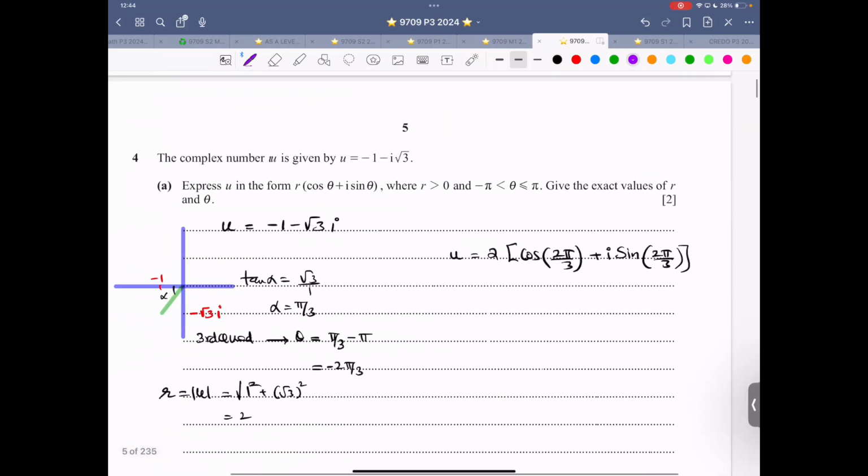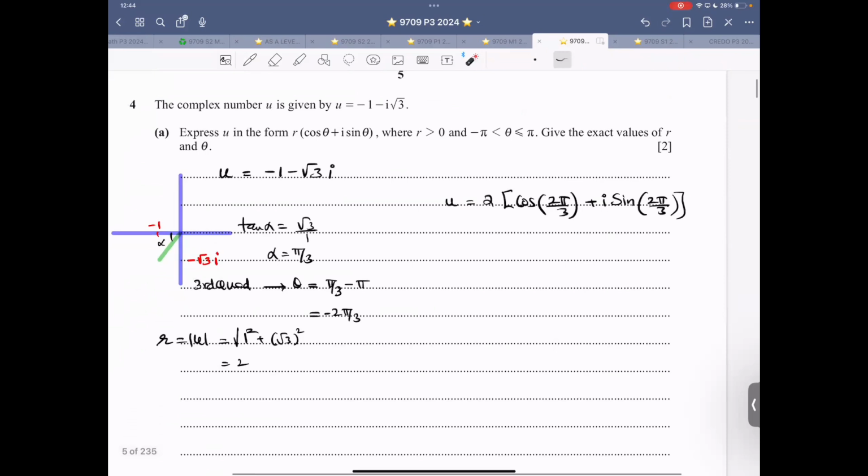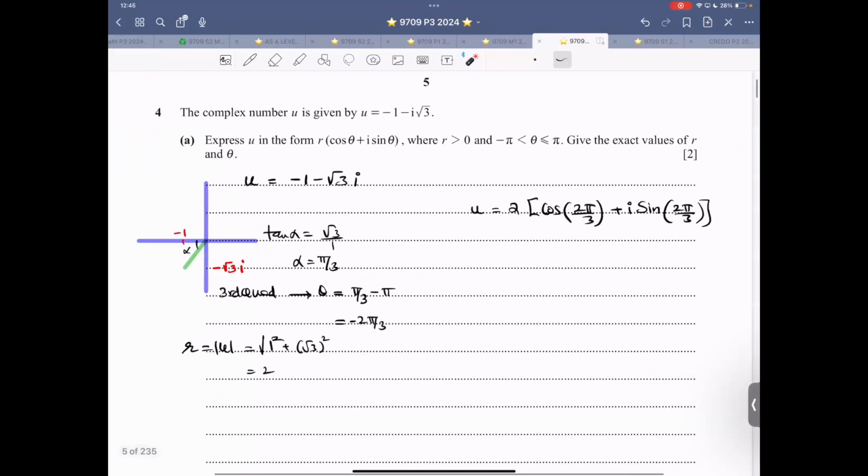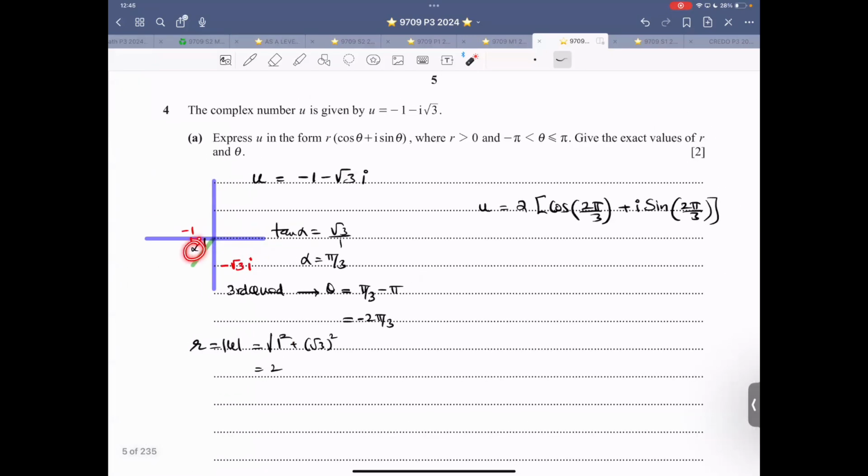Also, let's look at question number 4. Question number 4 says the complex number u is given by such and such. It's in the third quadrant because x is negative, y is negative. Always make a diagram. I have labeled it. I first found the basic angle. What exactly are they asking? They are asking for the answer in the trigonometric form. Everything else is a standard thing. They always ask it, and they are asking for the exact values.